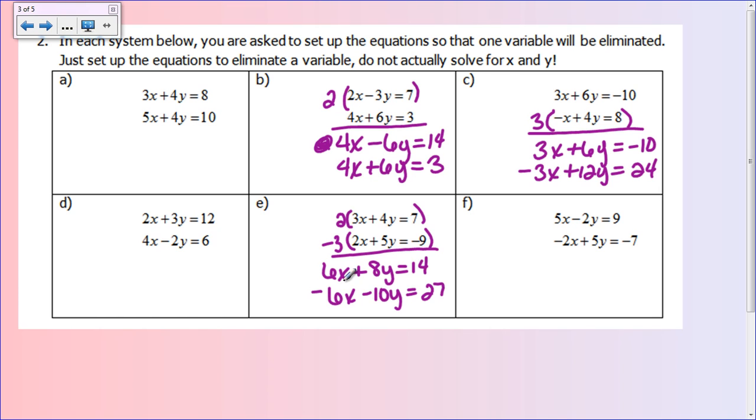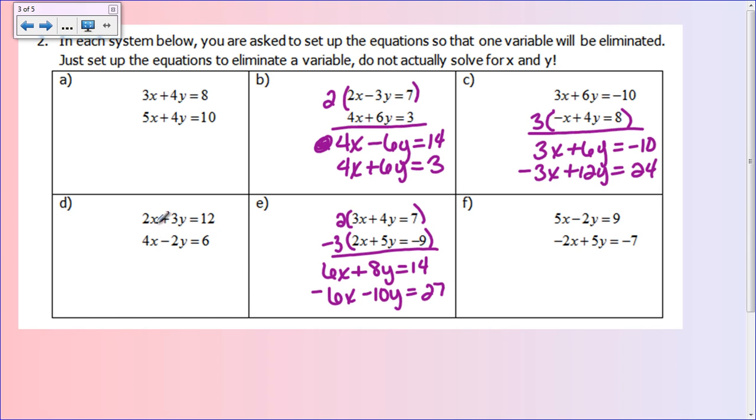So let's do one more and then we'll go practice. So look at D. I got 2x plus 3y equals 12 and 4x minus 2y equals 6. I do already have opposites. I've got a plus 3y and a minus 2y. The problem is their common multiple is 6, and neither one of them is already a 6, so I'd have to multiply both equations. But if I look at my x's, I got 2x and 4x.